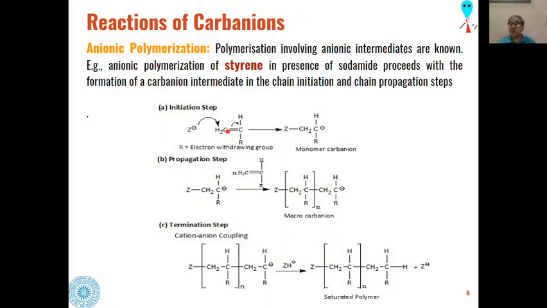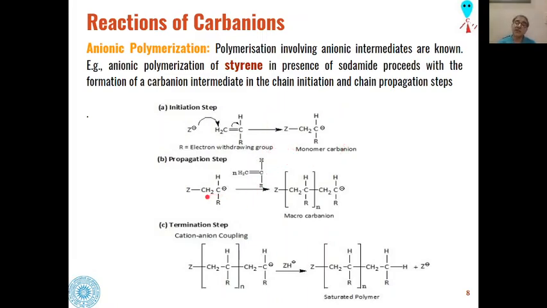So Z will get attached to this carbon and a carbanion of this type will be generated. So monomer carbanion is formed when monomer reacts with the initiator. Then we know in polymerization there are 3 steps: initiation step, propagation step, and termination step. So in the initiation step we will get an intermediate which is a carbanion.